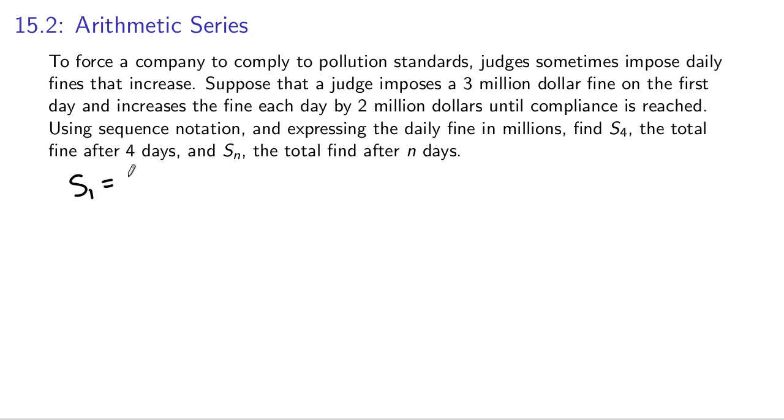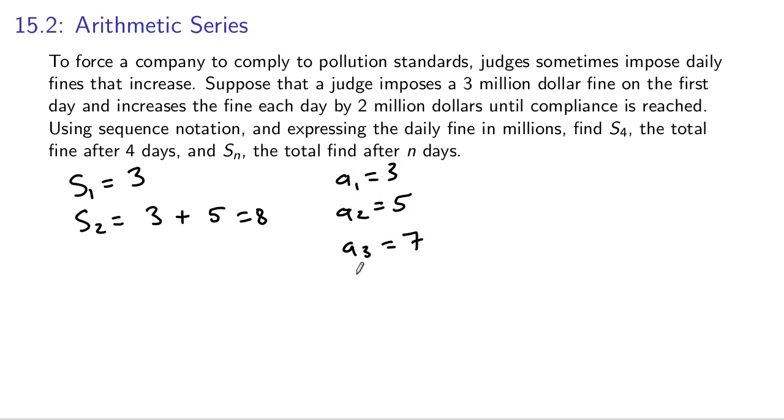Well, S sub 1 we know is $3 million the first day. On the second day, it's the 3 million, right, plus 2 million more than 3 million, plus 5, is 8. Okay, so if you think of it, a sub 1 is 3, a sub 2 is 5, right? This is the arithmetic sequence which represents the fine on each day.